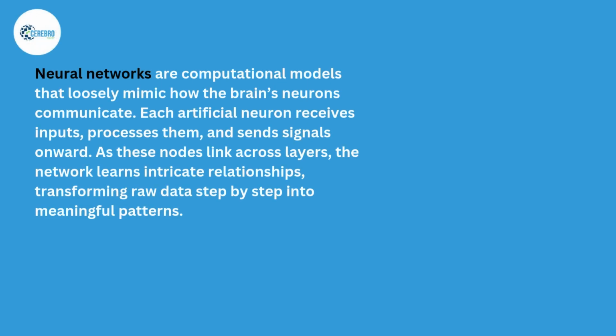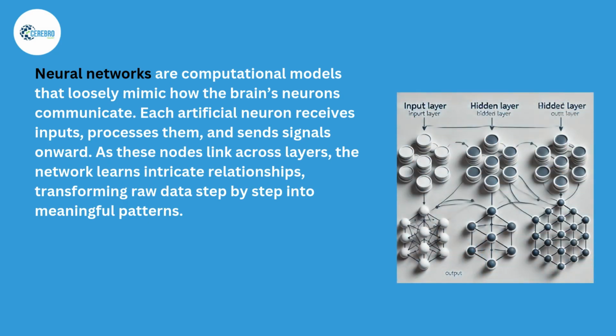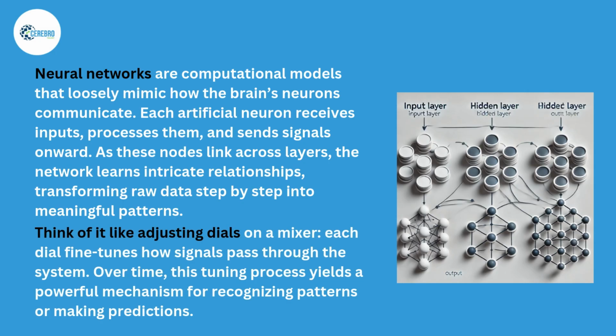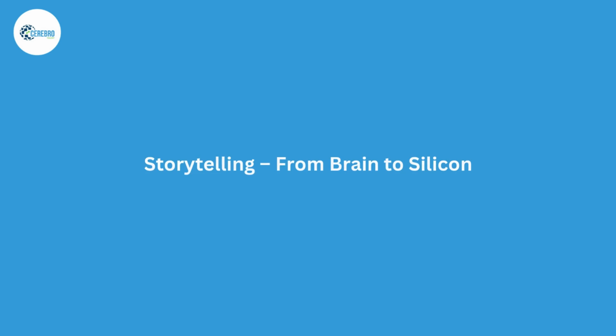Neural networks are computational models that loosely mimic how the brain's neurons communicate. Each artificial neuron receives inputs, processes them, and sends signals onward. As these nodes link across layers, the network learns intricate relationships, transforming raw data step by step into meaningful patterns. Think of it like adjusting dials on a mixer. Each dial fine-tunes how signals pass through the system. Over time, this tuning process yields a powerful mechanism for recognizing patterns or making predictions.